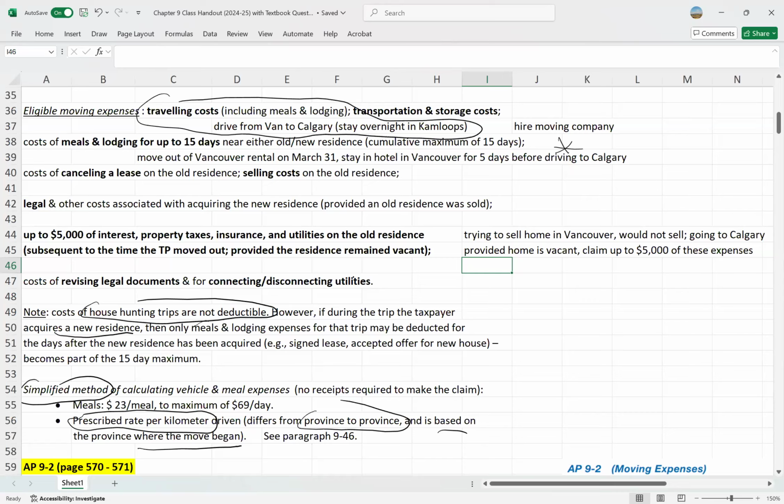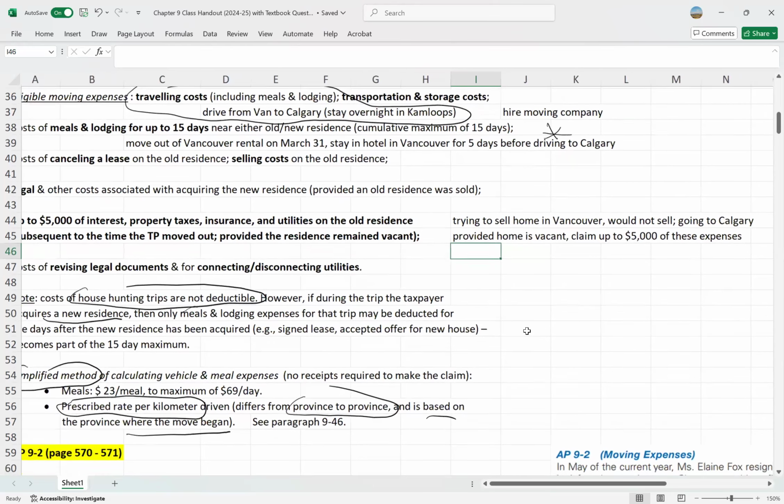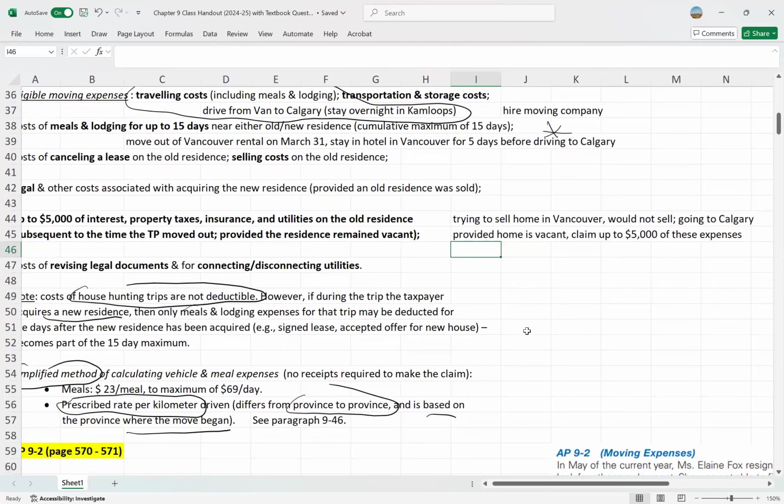So we're going to see all of this in play when we do our first example here. Any questions before we jump into our first example?